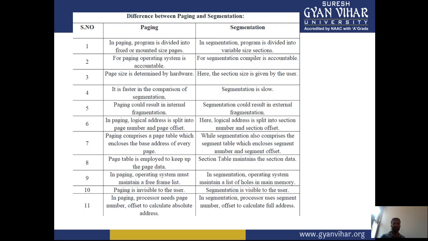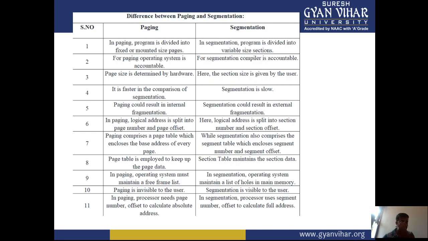Page size is determined by hardware, right? But here the section size is given by the user. According to the user you can define the segment size. Paging is faster in comparison to segmentation, and segmentation is slow, right? So paging could result in internal fragmentation. Segmentation could result in external fragmentation, right?